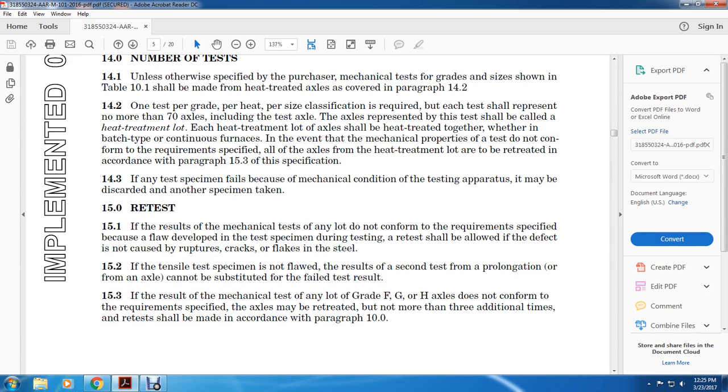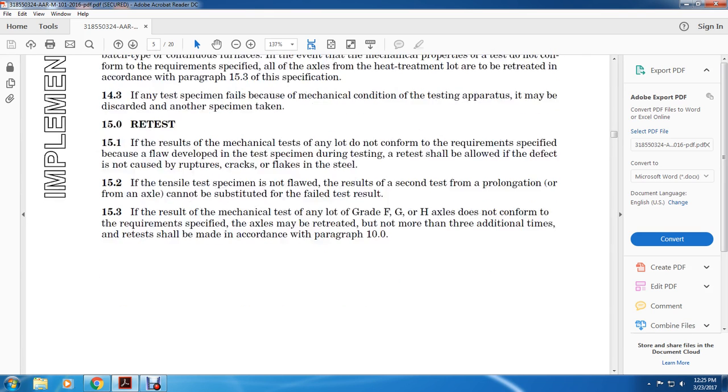If the result of the mechanical test of any lot of grade F, G, and H axles does not conform to the requirements specified, the axles must be retreated, but not more than 3 additional times. Retest shall be made in accordance with paragraph 10.0.